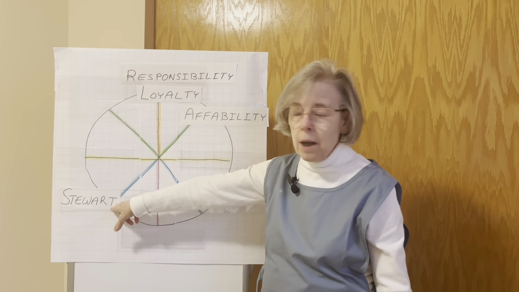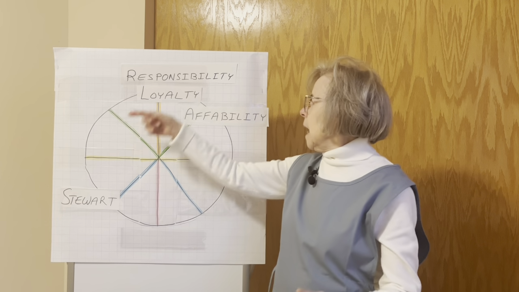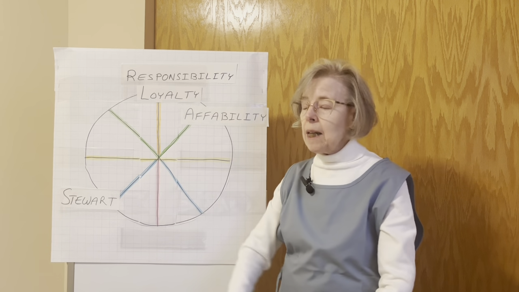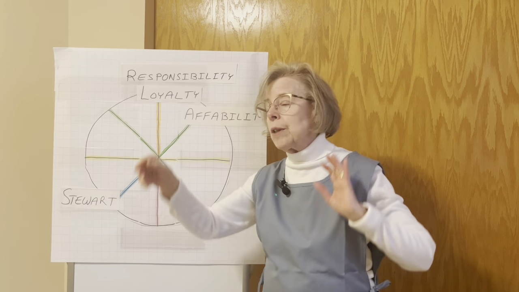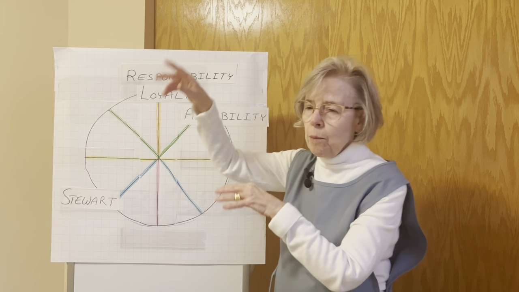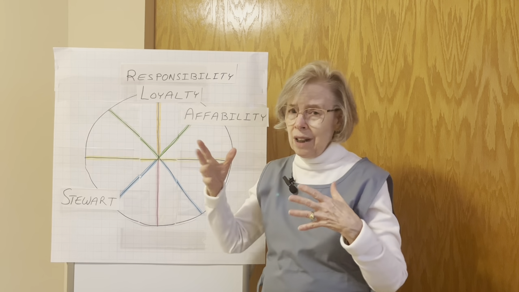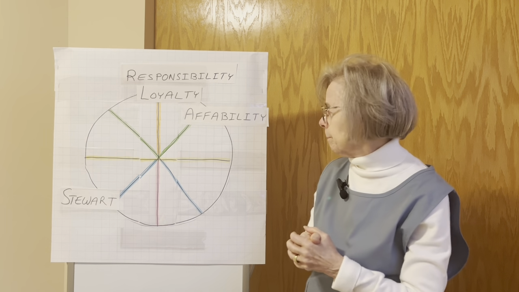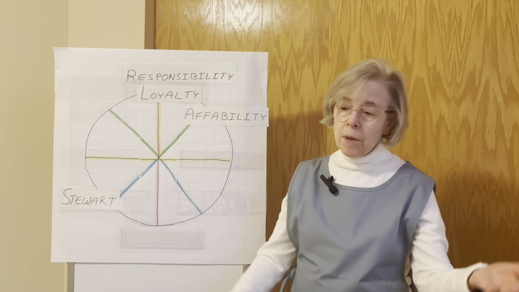Remember Stuart? He was our guy that grew up in an awfully abusive household. He has no sense of responsibility because he was never taught it. He has no loyalty because no one in his household is loyal to him. And he's got just barely a touch of some affability because every once in a while, he and his friends are actually nice to each other, but not very often. So that's Stuart's character profile diagram.